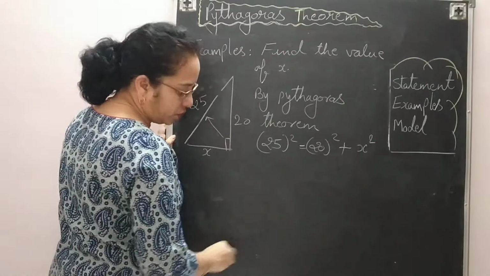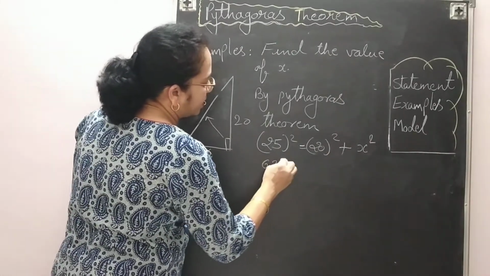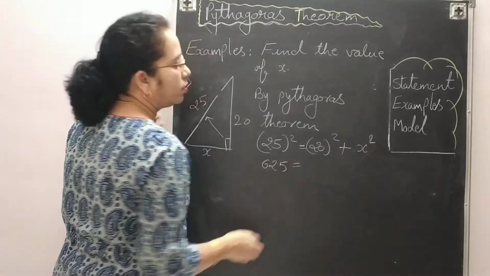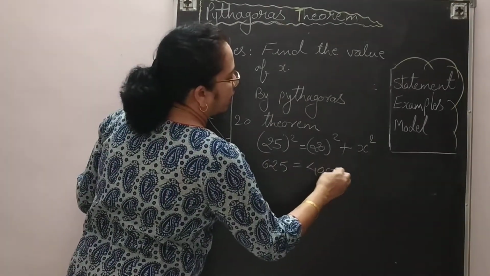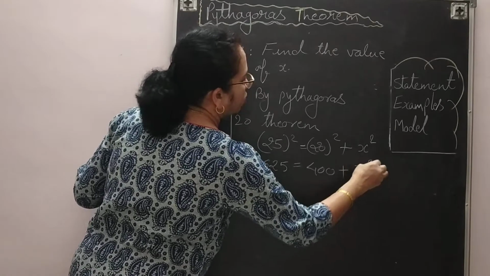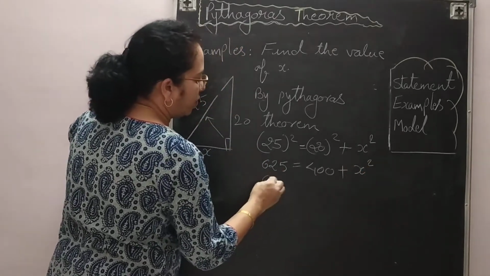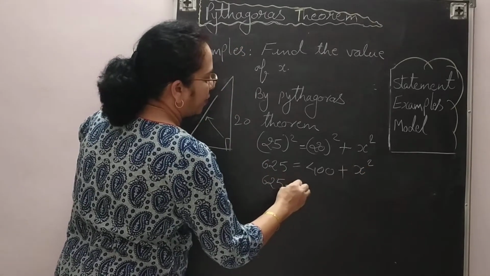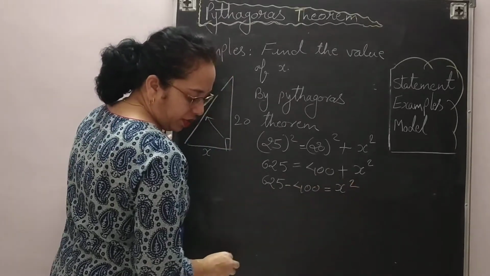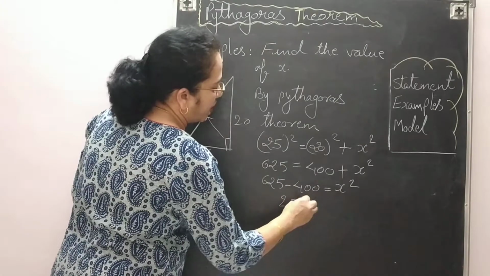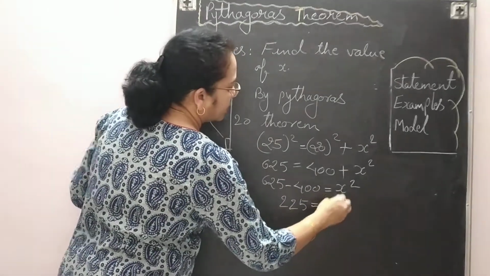Now 25 square is 625. I said learn the squares, that is very helpful for you. 20 square is 400 plus x square. So now this 400 will become negative on the left hand side. Subtract this, you will get 225 is equal to x square.